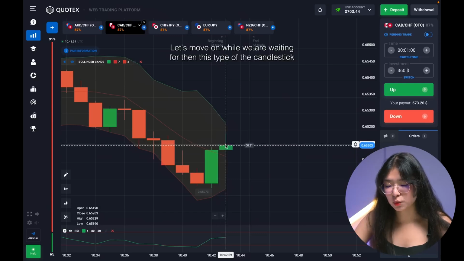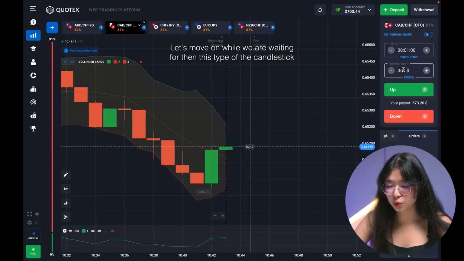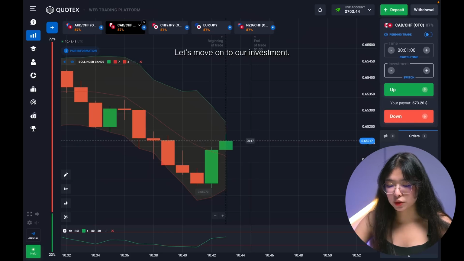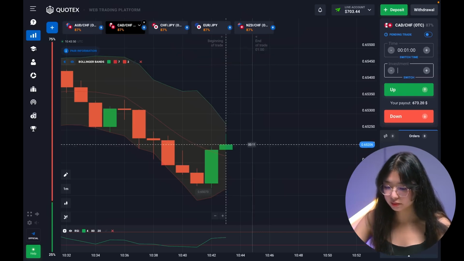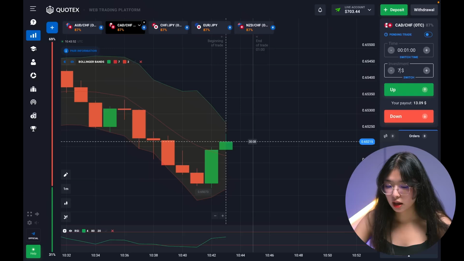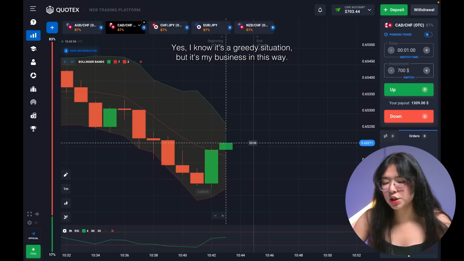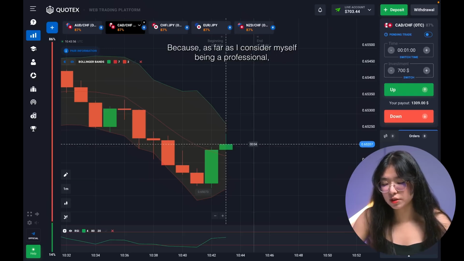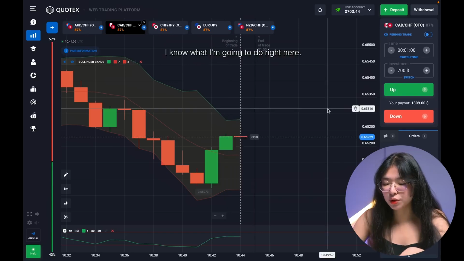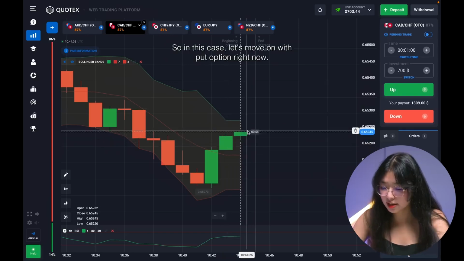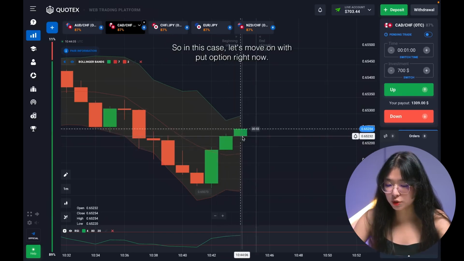So let's move on while I'm watching for this type of candlestick, and let's move on to investment. I'll put here in this case $700. I know that this was a good situation, but it's my business in this way, because as far as I consider myself a professional, I know what I'm going to do right here. So in this case, let's move on with a put option right now.